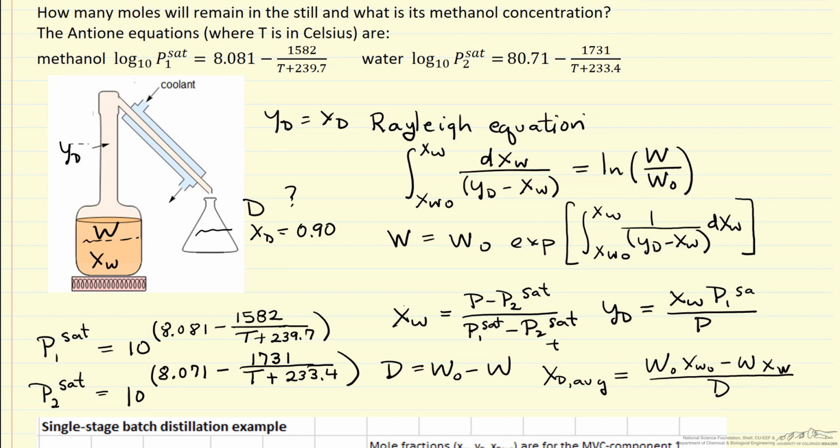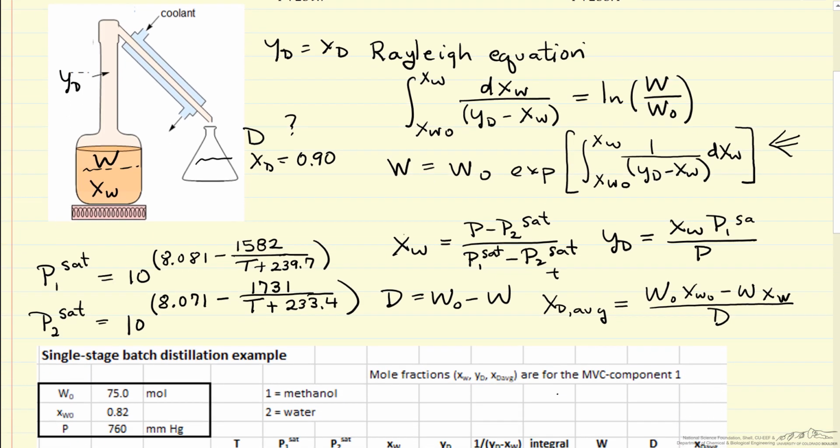Now, in order to do this integration for the Rayleigh equation in the form that we're going to put into the spreadsheet, we first have to know the saturation pressures from the Antoine's equation in order to calculate XW and YD, the two values in the denominator. However, we need to know the temperature to calculate the saturation pressures. Instead, what we know is the starting value for XW0. So what's done in the spreadsheet is determine the temperature.